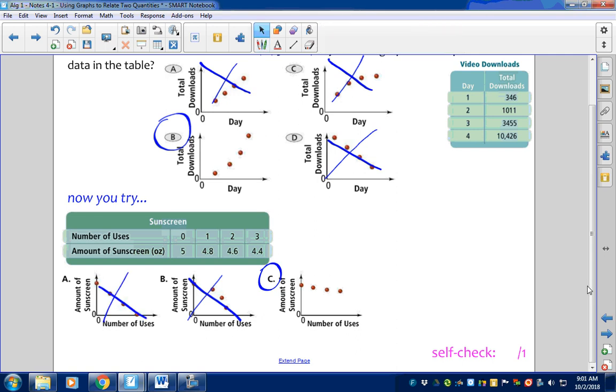So there'll be some matching. You're going to take a table and try to match it up with a graph. Okay, there's a few of those on your classwork.